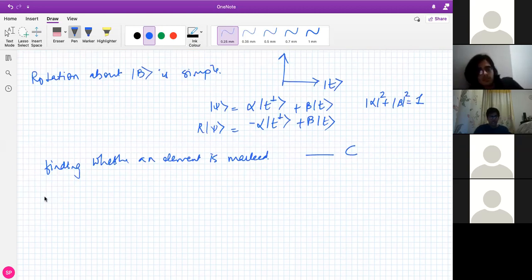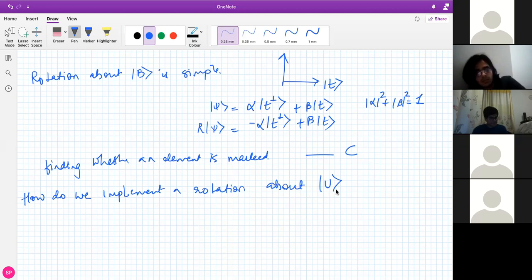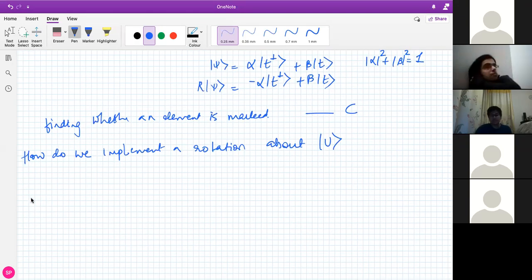Now the tricky part is, how do we implement a rotation about U? So let's do that, okay? Oh, actually the word is reflection about U. Like I kept saying rotation about U. You can say reflection through U or something like that, okay? Yeah, now let's do that.